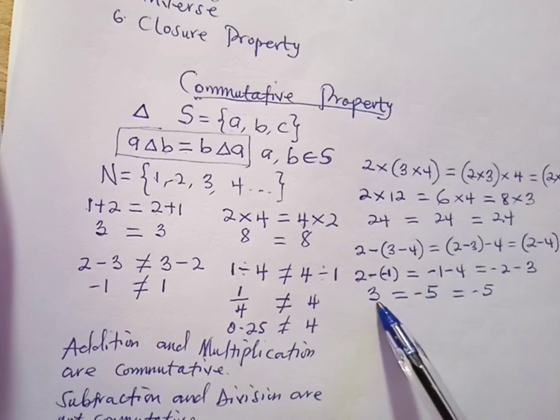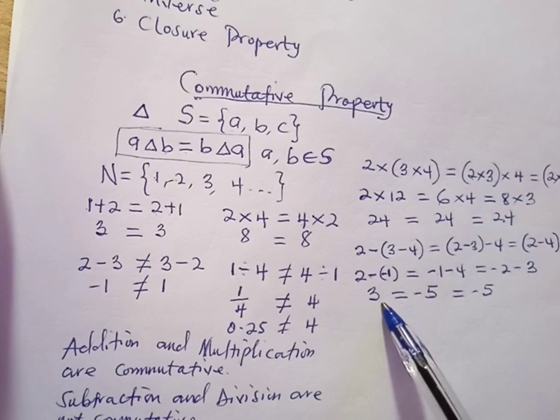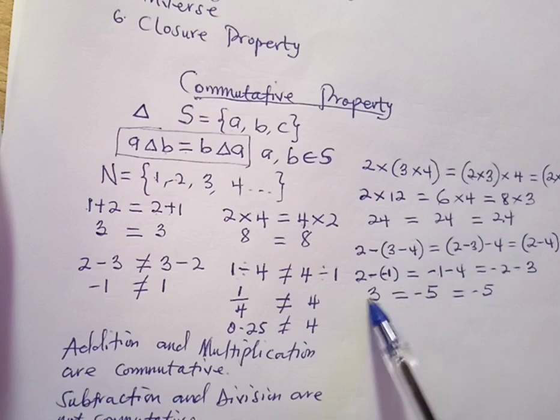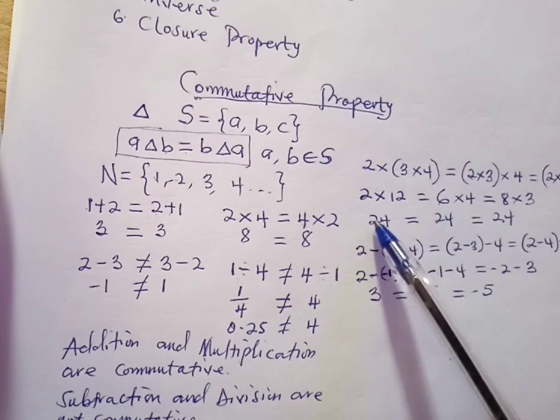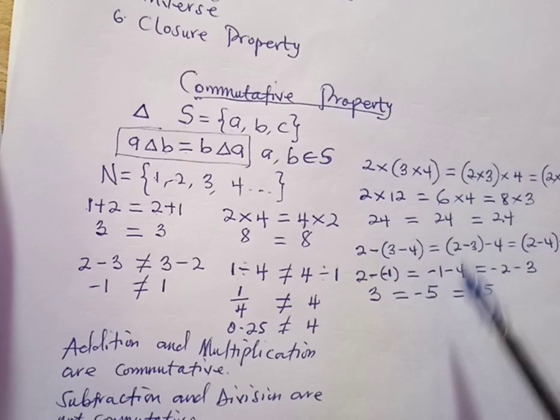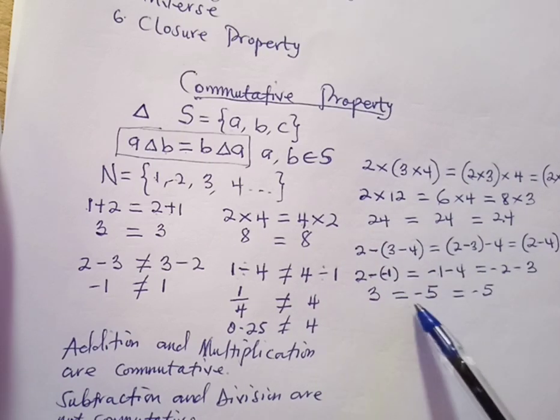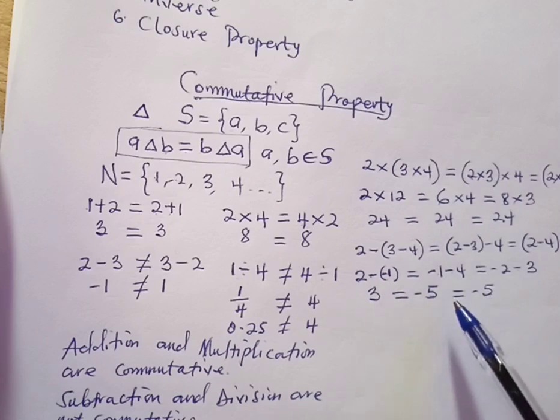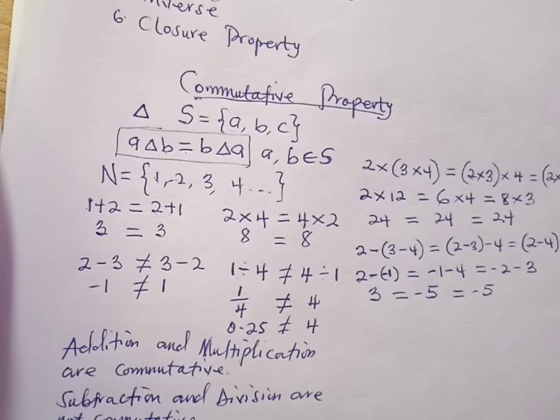But ask yourself, this one is 3. Are they the same? No. So since all of them must be the same, looking at the addition and the multiplication, we've got 24, 24, 24, all the same. But if you come here, here is 3, here is negative 5, negative 5. They are not the same. Because they are not the same, we can also say that subtraction is not associative.